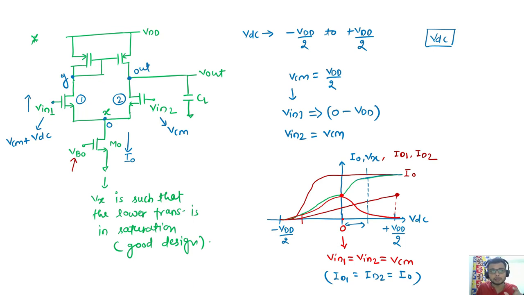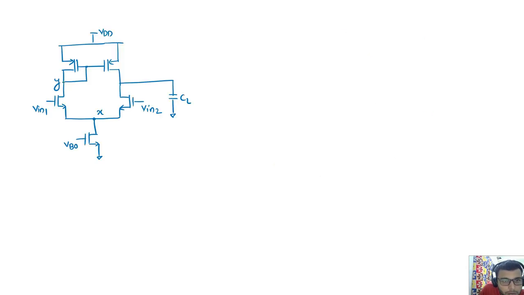Now we'll see this variation of the Vx, which I told you looks linear. And what about the nodes Vx and Vout? When we look at the node Vy, it is actually changing very little over this range of minus VDD by 2 to plus VDD by 2, because of what the Vy value actually is.